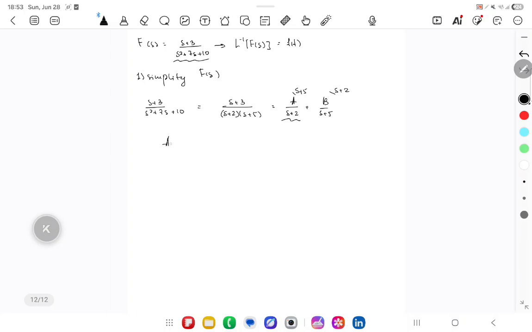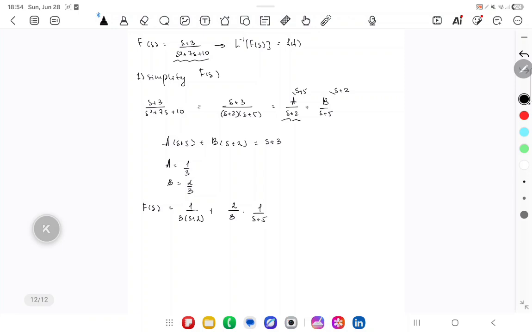In that case, A(s plus 5) plus B(s plus 2) will be equal to s plus 3. It will be just a set of linear equations, quite simple, and you will get A equal to 1 over 3 and B equal to 2 over 3. So now we know that our function F of s can be written as 1 over 3 times (s plus 2) plus 2 over 3 times (s plus 5).